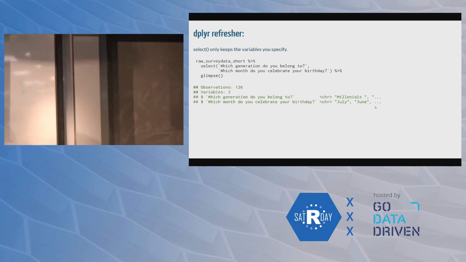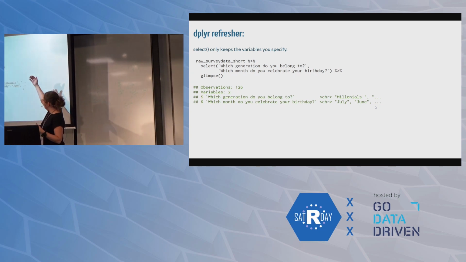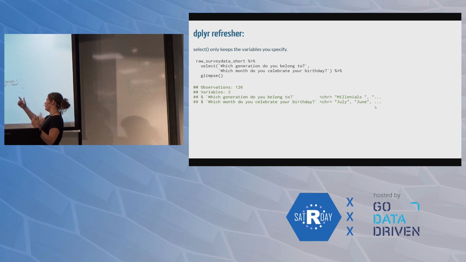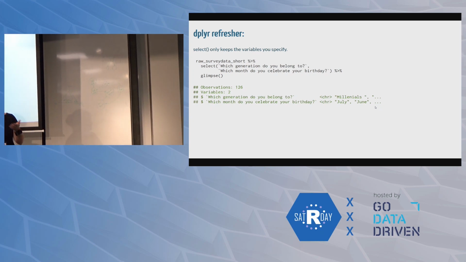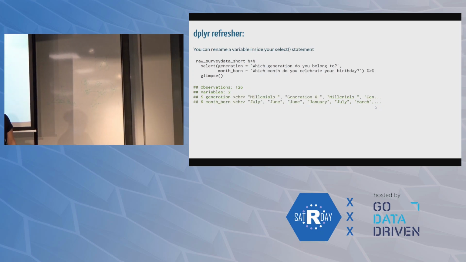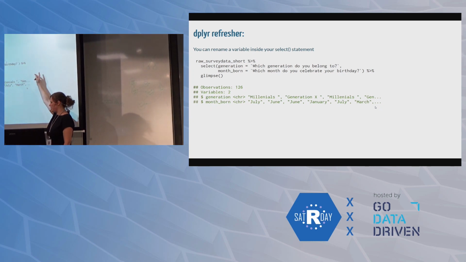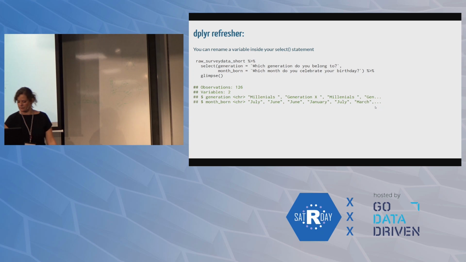The select function selects variables, so I can take my data frame and I can say select which generation do you belong to, and select which month do you celebrate your birthday, and I'm going to keep just those 2 columns. Now, one of the nifty things is you can immediately rename within select. So I could do exactly the same, but I'm saying select the generation thing, but call it generation, and select the month thing and call it month born. I'm keeping my 2 variables, but I've renamed them.